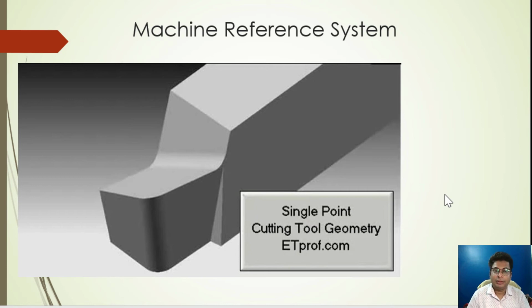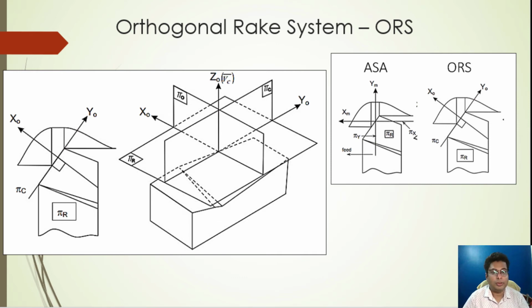Now I think it is quite clear how the nomenclature of angles is taking place in ASA system. If at all there are problems or questions in this, we will be discussing them in the class allotted. Now coming on to orthogonal rake system. This orthogonal rake system or normal rake system, how? Initially we need to understand how orthogonal rake system is related to ASA system of nomenclature or machine reference system.